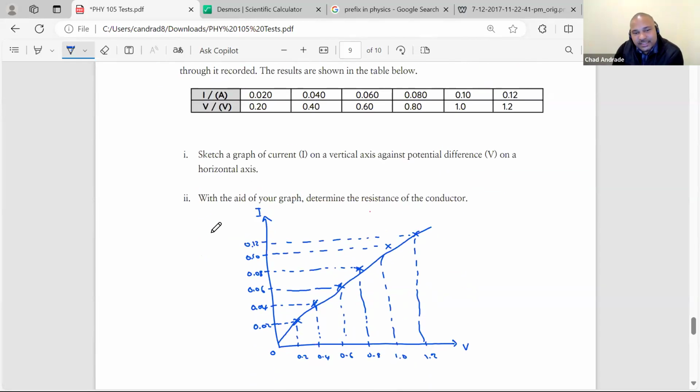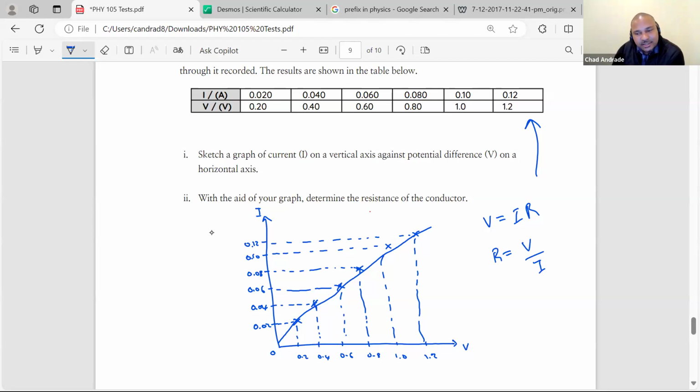And here's a cool thing. It says with the aid of the graph, determine the resistance of the conductor. This is where you'd use Ohm's law. You could even do this from the table. R is equal to V over I. Every single time using the values in the table, you divide V by I, you should get 10.